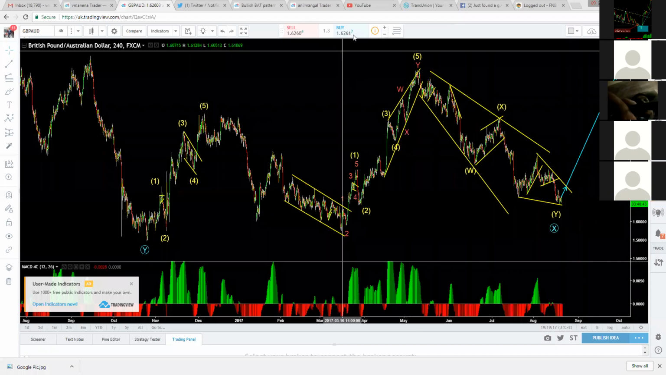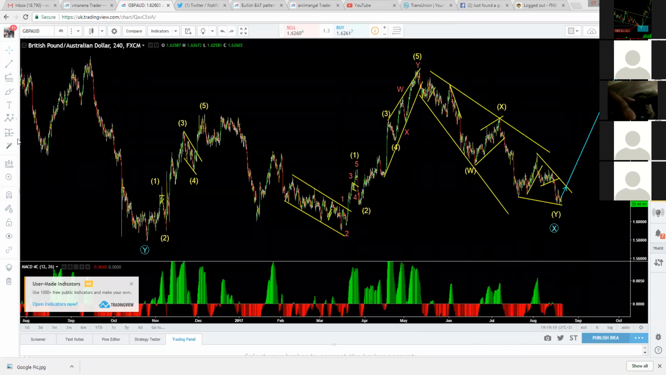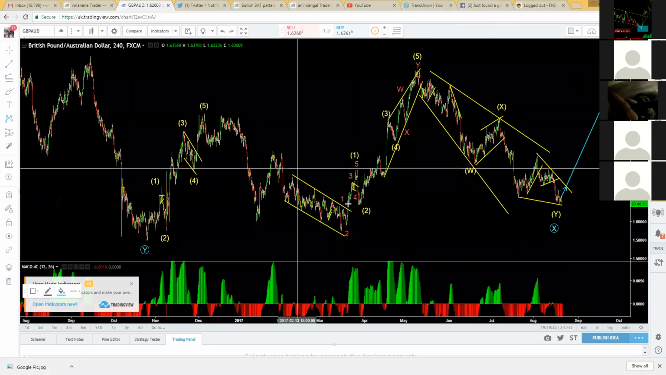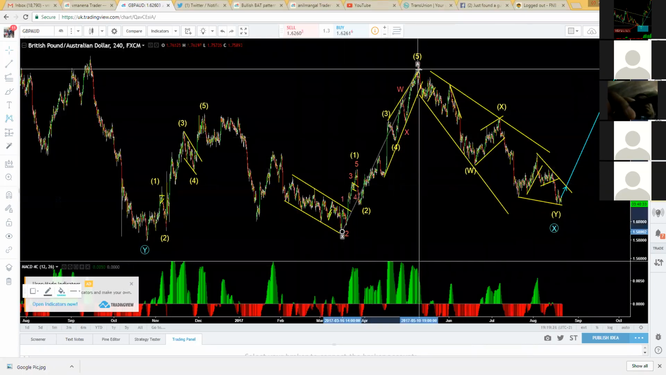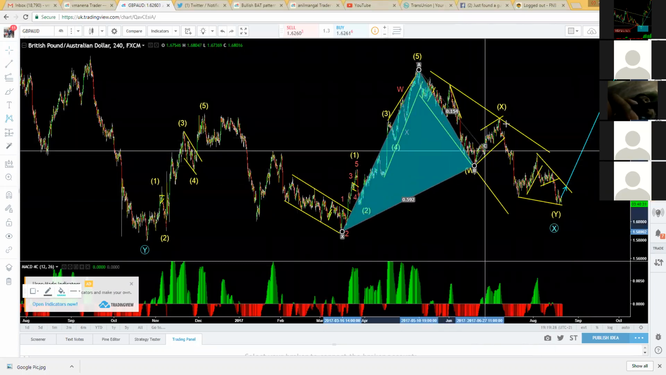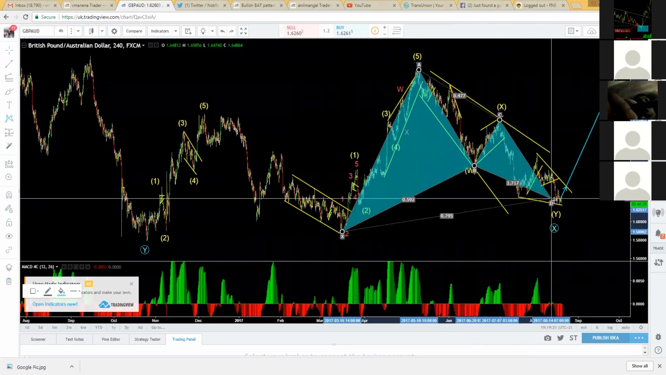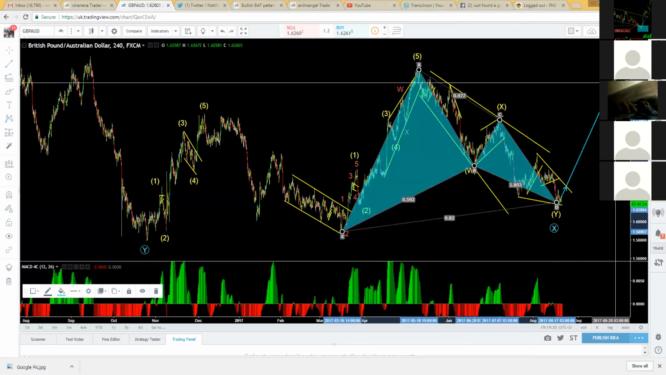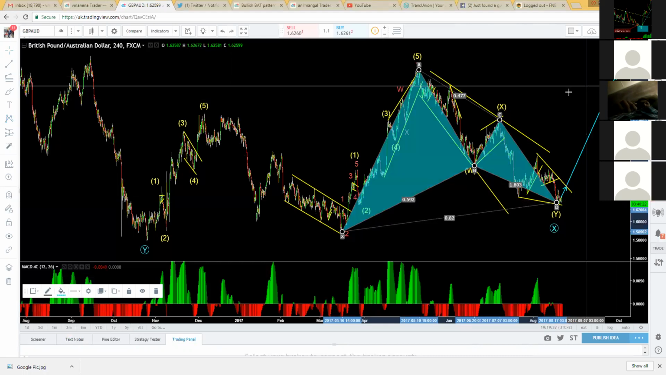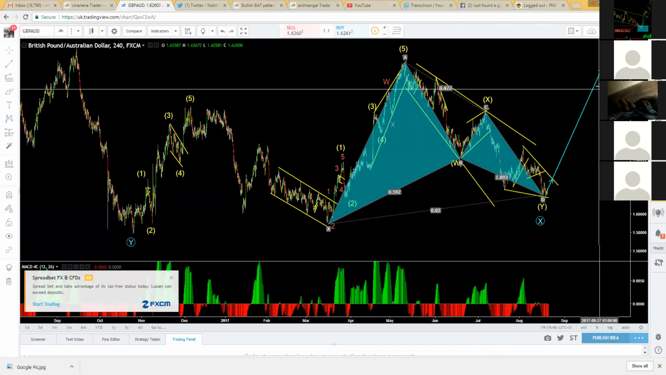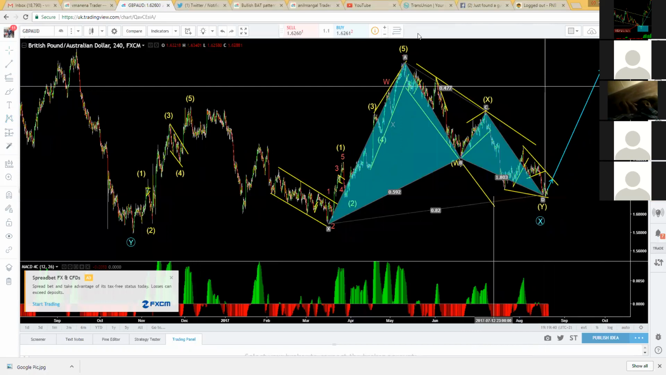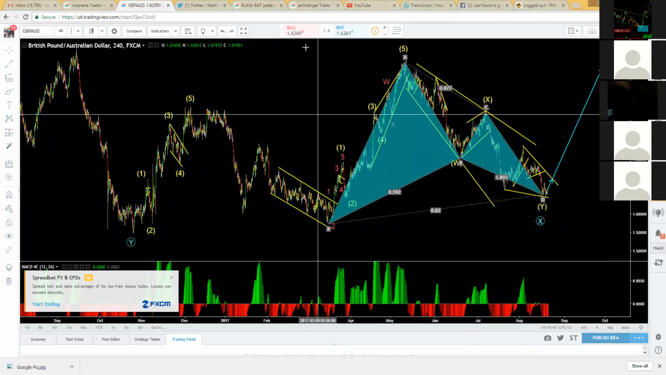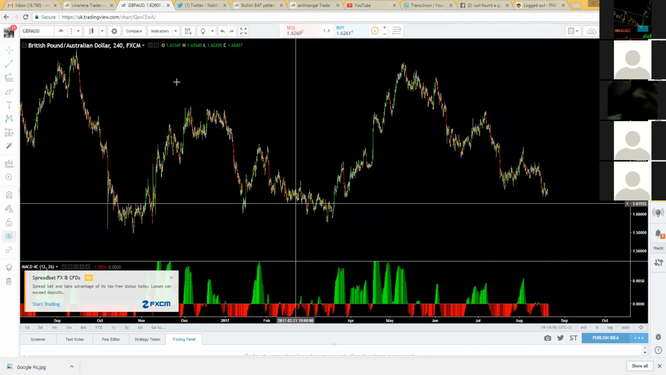So now we've got this pattern here. We've got the Bat pattern starting here. No, Gartley. It's a Gartley pattern that is already completed. So we'll be anticipating that move to the upside to start a new swing. Okay, so that's how we're looking at Aussie New Zealand.